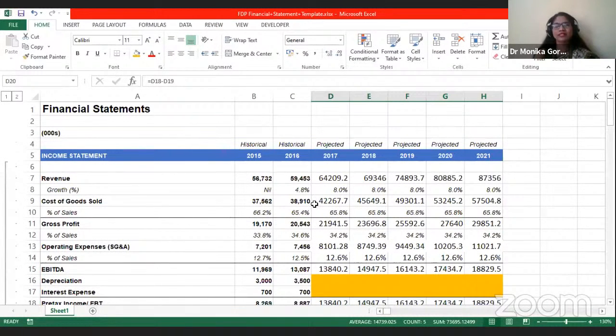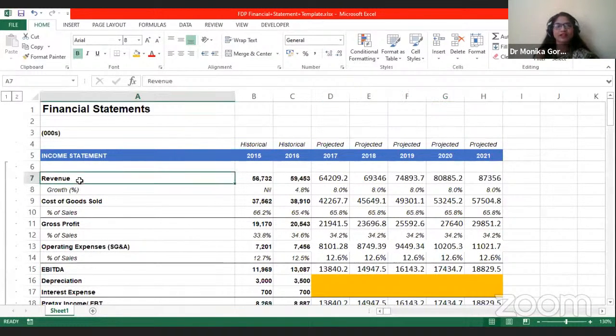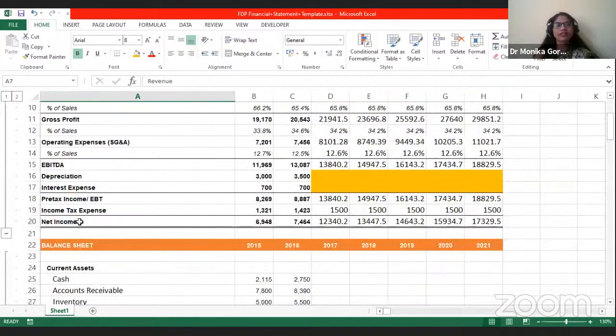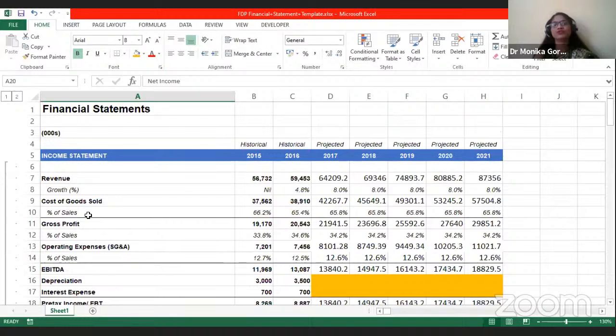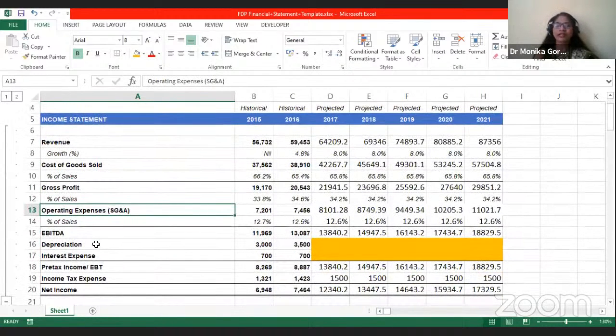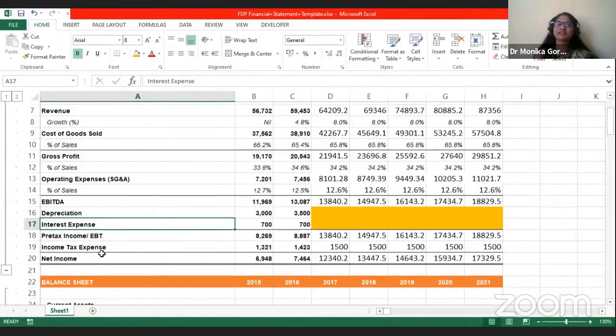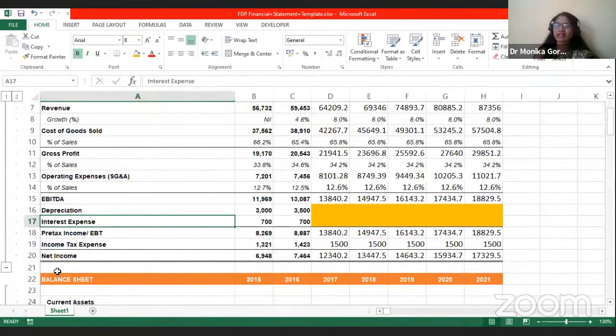This is your income statement, which started with revenue and ended with actual net income after reducing your cost of goods sold, your operating expenses, your depreciation, interest expenses and tax. Whatever is left in your hand is your net income.